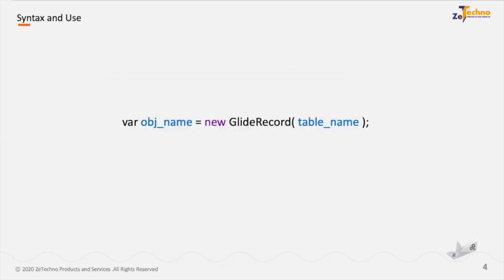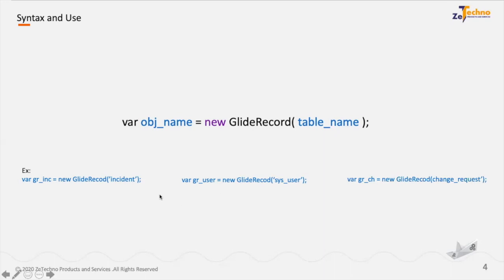So what is the syntax of this? The syntax is you have an object name, initiated with a table name, right? It's a very simple thing. How do we use it? If you're looking at GlideRecord, you are already aware that there is a table called incident, a table called user, and a table called change request. These are the tables you always look at the first time you look at ServiceNow. So the first example which we see over here is gr underscore incident.